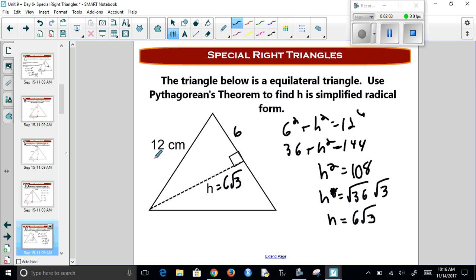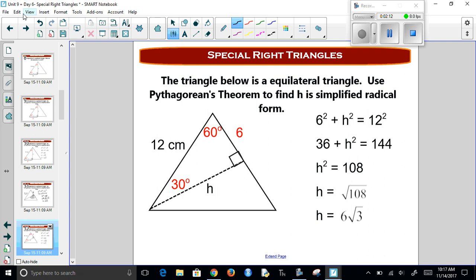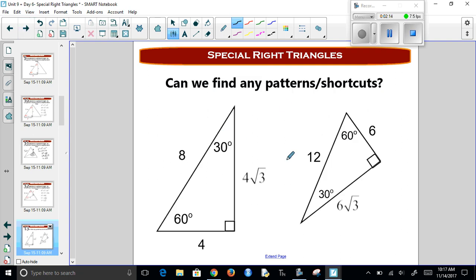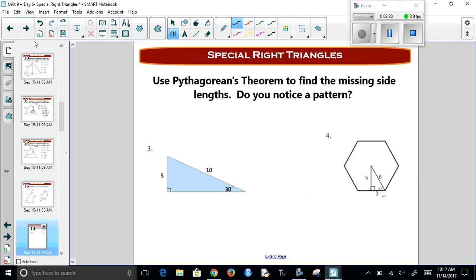Hopefully by now you can see that if we take 12, cut it in half, you get 6. Multiply by the square root of 3, and you get that. So that happens in every 30, 60, 90 triangle. So 8, 4, 4 root 3, 12, 6, 6 root 3. So if we wanted to do this one, we have 5 and 10. This side is just going to be 5 root 3. 6 and 3, 3 root 3. So it's a shortcut. We don't have to use the Pythagorean theorem every time when we know what the answer is going to be.